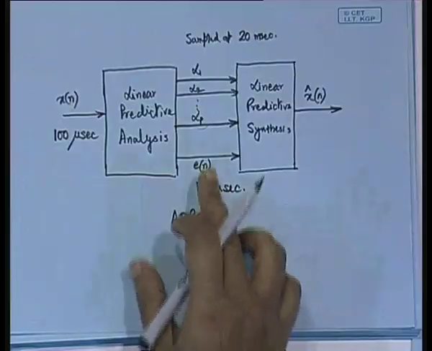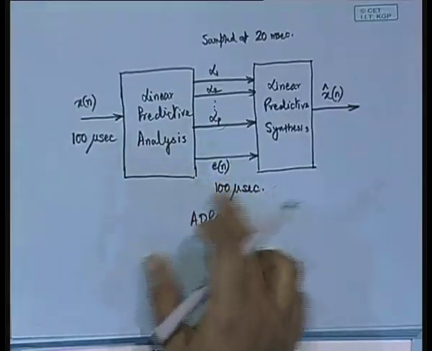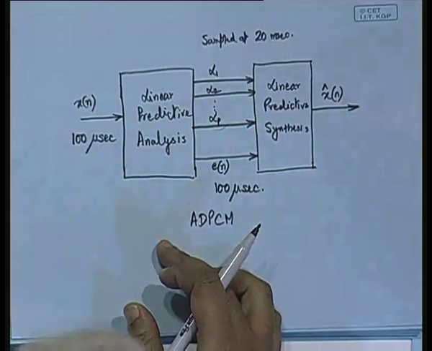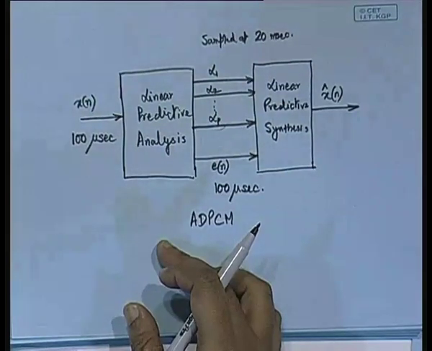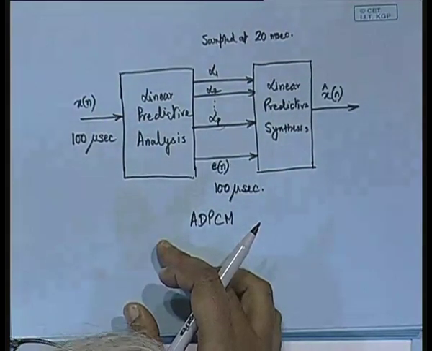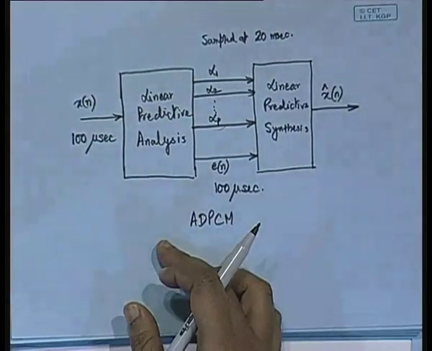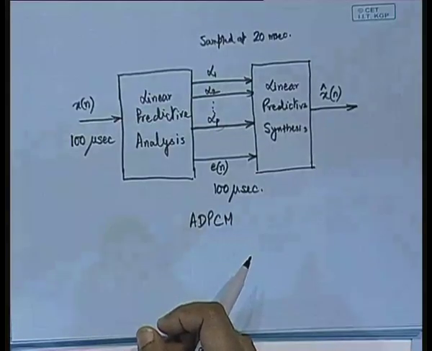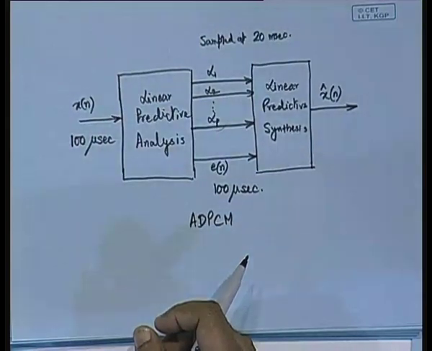Why? In the sense that E of n has a much smaller variance, even though it is sampled at 100 microseconds, but alpha 1 to alpha p are already sampled at a very slow rate of 20 milliseconds. But in the modified linear predictive analysis system, all the outputs of this linear predictive analysis block can be sampled at the 20 millisecond rate, and we are going to have a much more efficient speech coder.